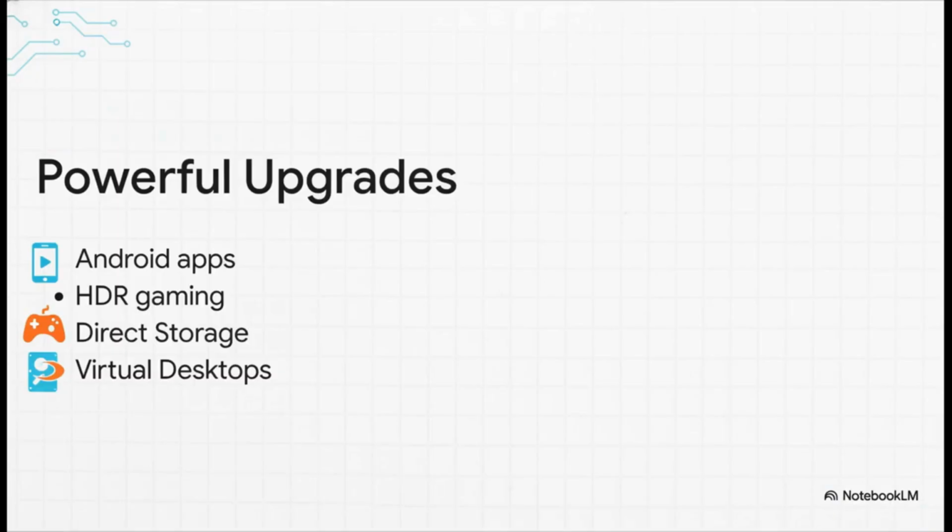The upgrades just keep coming, too. You can actually run Android apps right on your PC now, thanks to the Amazon App Store integration. If you're a gamer, compatible machines now support high dynamic range, or HDR, plus direct storage to load game assets faster than ever. But my absolute favorite feature, virtual desktops. You can literally set up totally separate workspaces, one for your personal stuff, one for school, and one strictly for gaming, all on the exact same machine.